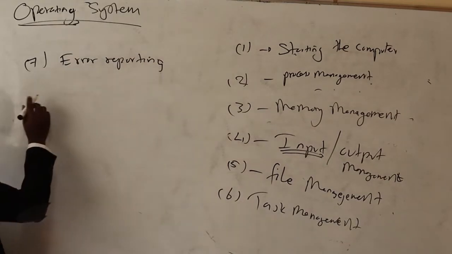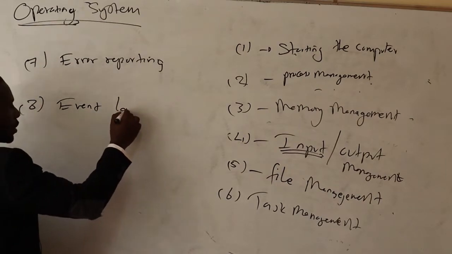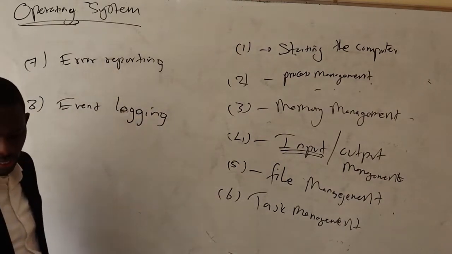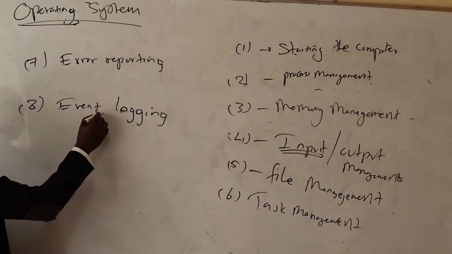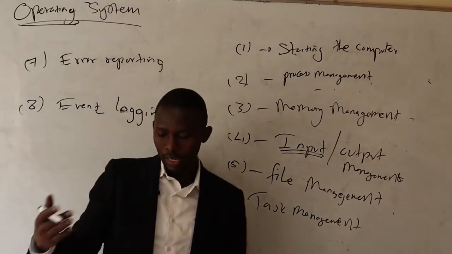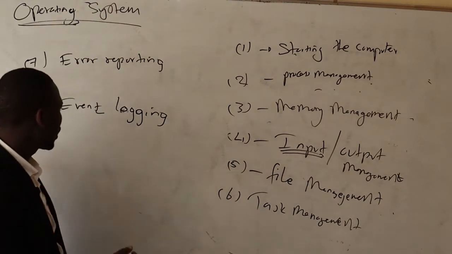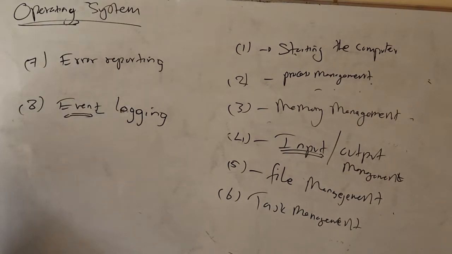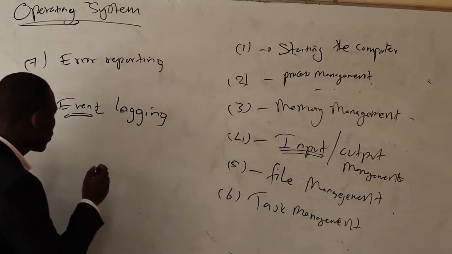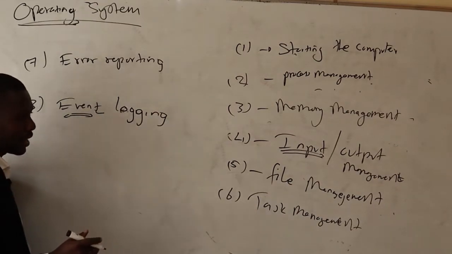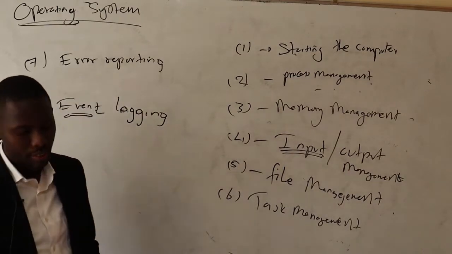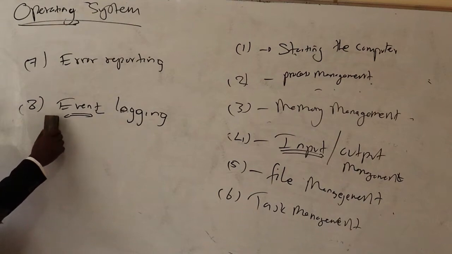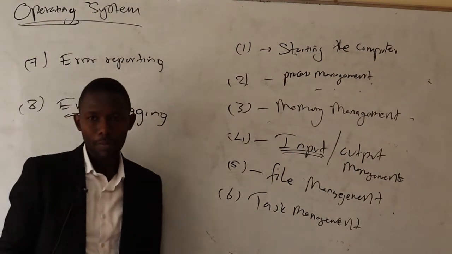Then we have event logging, another function. Whenever you open up your system and you start loading different applications or activities happening in that particular system, maybe the computer, the mobile phone, a server, or you are running in a network, are recorded by the operating system. It is possible to tell all the events running in that particular machine. So the operating system has those event logging facilities that show the number of applications or tasks that have been logged in. So all activities performed by the computer are recorded by the operating system through event logging. So those are the major functions of operating systems.